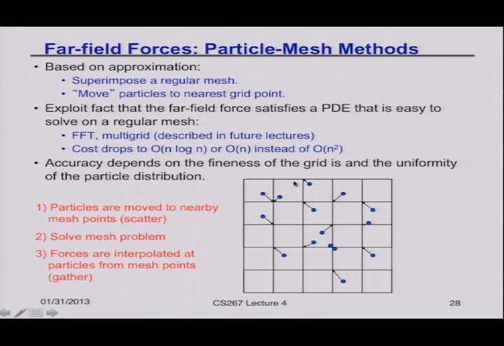So here are the three steps. I have to take each particle, and I move them to the nearest mesh point. That's called a scatter operation. There's communication there. Then I solve the problem on a mesh, and we'll talk about FFTs and multigrid later. And then I have to do interpolation, and that's called a gather. Everybody has to get data from their neighboring mesh points. And so that's one way to do it.